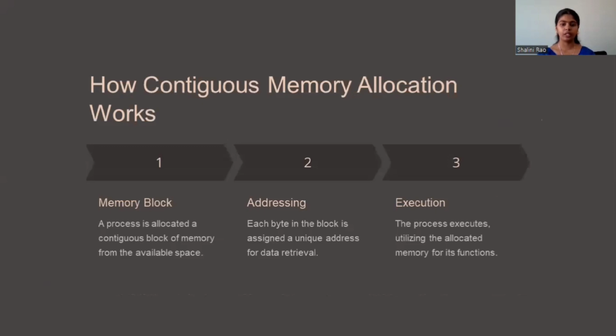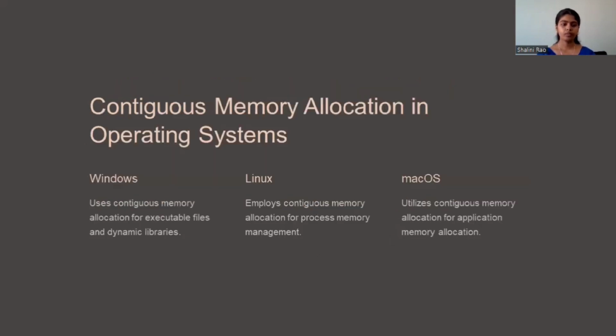How contiguous memory allocation works. Memory block: a process is allocated a contiguous block of memory from the available space. Addressing: each byte in the block is assigned a unique address for data retrieval. Execution: the process executes utilizing the allocated memory for its functions.